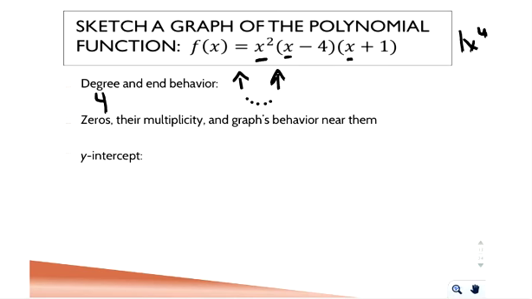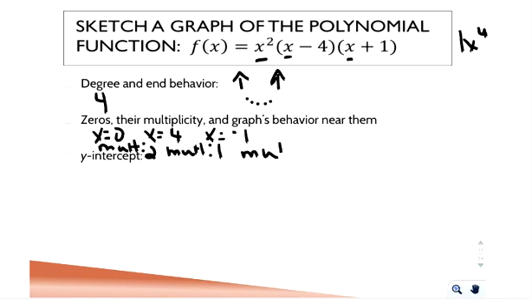For the zeros, it's already factored for me. So if I set x equal to 0, well, that's 0. X minus 4 equal to 0 gives me 4. And x plus 1 equal to 0 gives me negative 1. So I can pull that right off the graph. I can think about their multiplicity. And here I know exactly what it is. For 0, the multiplicity is 2. For 4, the multiplicity is 1. And for negative 1, the multiplicity is 1.